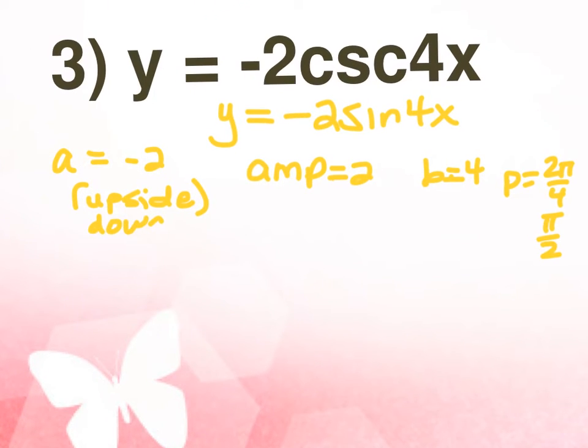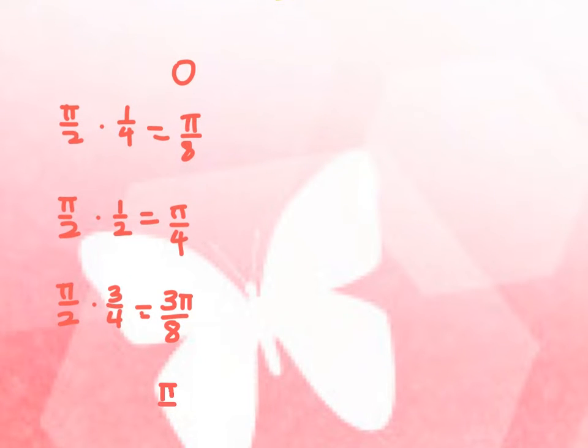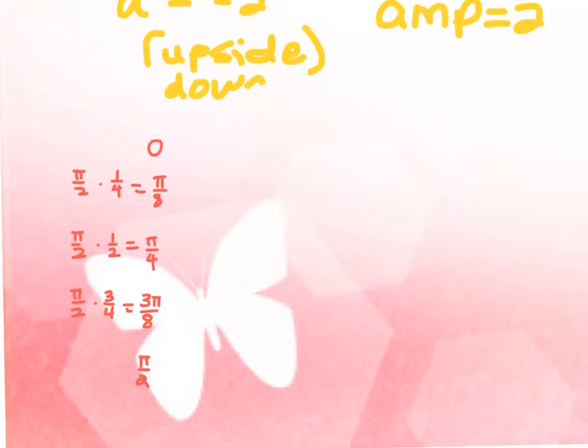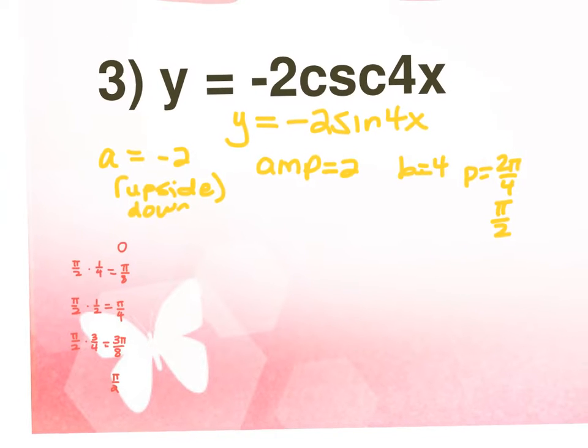And then for secant and cosecant, we go back to sine and cosine, which is the 1/4 point, 1/2, 3/4 points. So I'm going to take that pi over 2 and multiply it times 1/4, times 1/2, and times 3/4. I get pi over 8, pi over 4, 3 pi over 8. First one is 0, last one's the period, which is pi over 2. I would look to see if there's a phase shift. Is there a phase shift? No, I'm not adding or subtracting anything inside the parentheses, right? So I go straight to my graph.